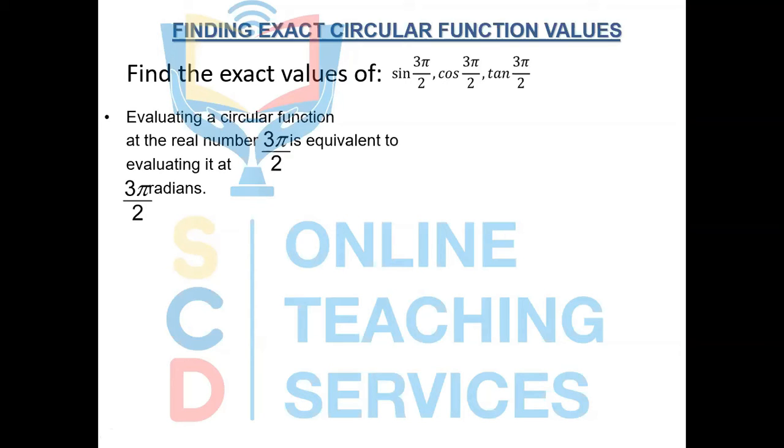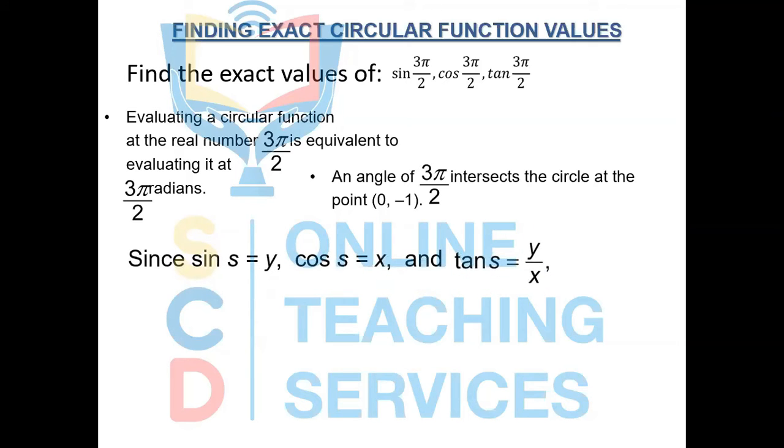Okay, so evaluating a circular function at the real number 3 pi all over 2 is equivalent to evaluating it at 3 pi all over 2 radians, right? Correct? Jessalyn? Yes. Okay. So an angle of 3 pi all over 2 intersects the circle at the point (0, -1). Am I right? Yes. Correct? So since sine s is equal to y, cosine s is equal to x, therefore tangent s is equal to y all over x. Correct?